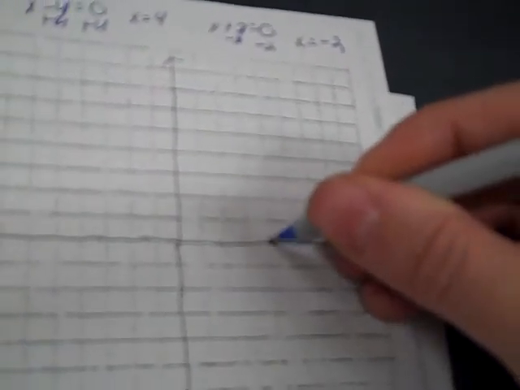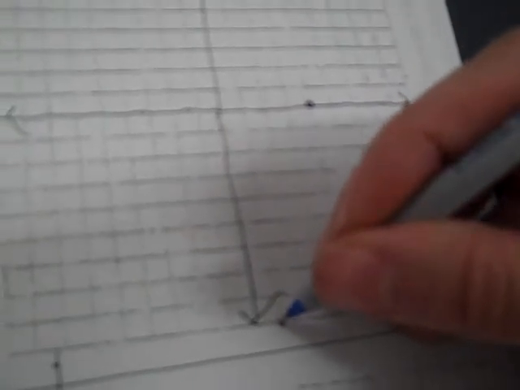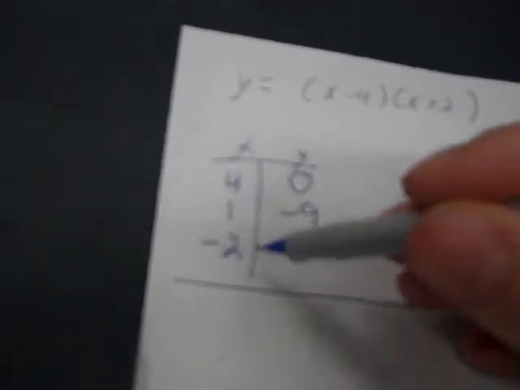Parentheses right away, and then 1 minus 4, close it, times another parentheses, 1 plus 2, close that up. I got negative 9, so 4, 0, so 1, 2, 3, 4. 1, negative 9, so I go right 1, down 1, 2, 3, 4, 5, 6, 7, 8, 9, made it just barely, and then negative 2, 0, so 1, 2.